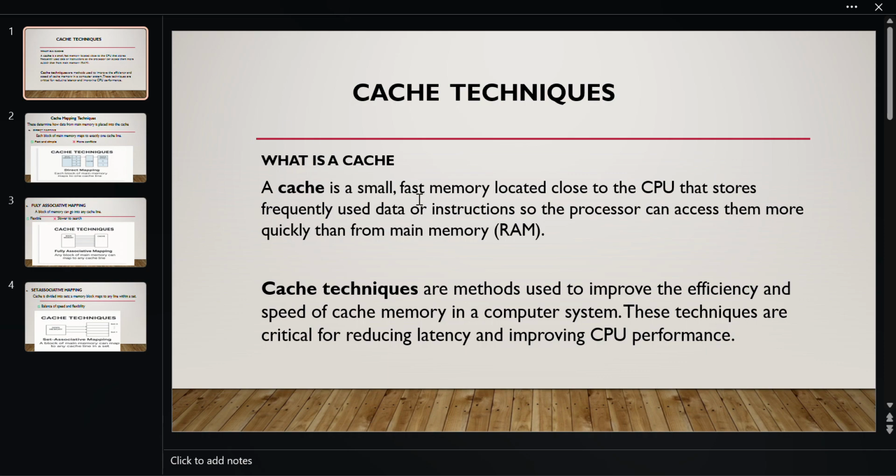Hello guys, in today's lesson we will be talking about cache techniques.